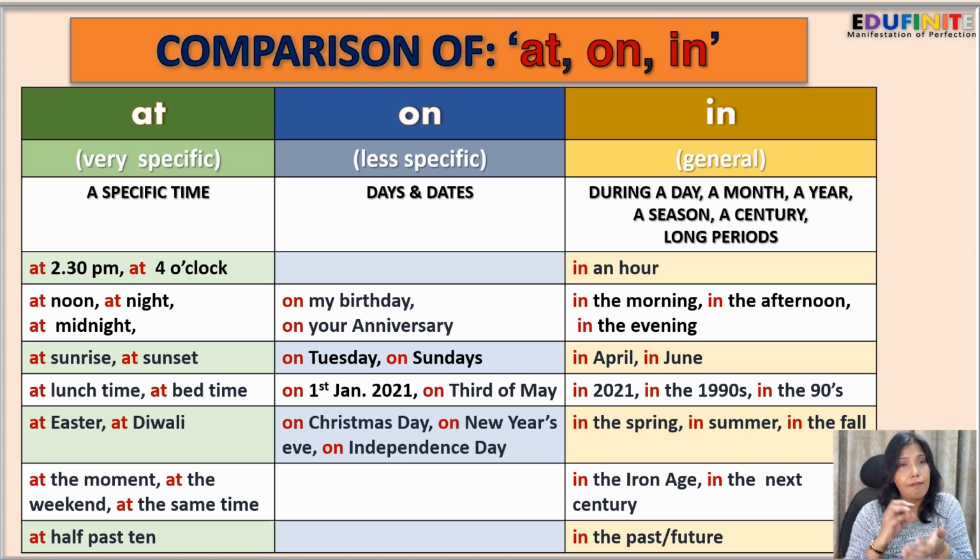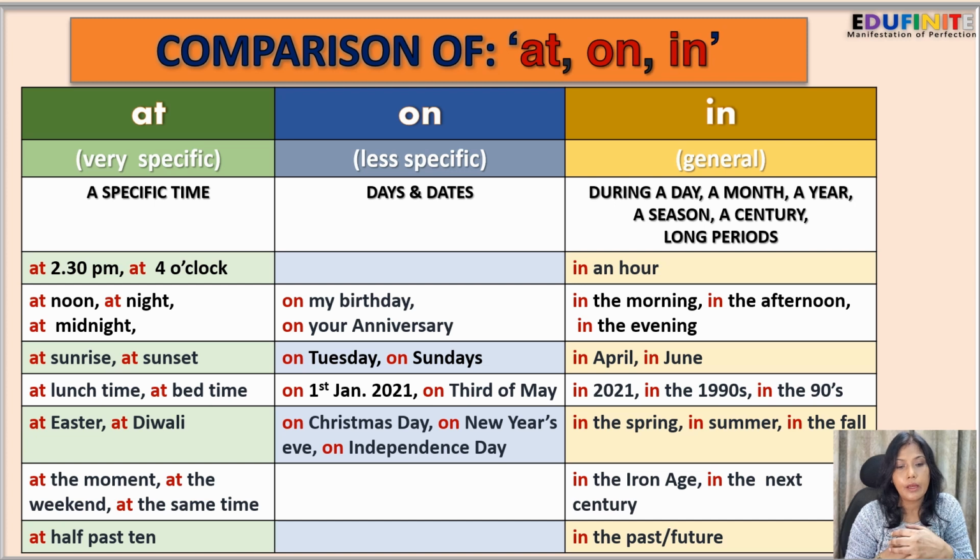Next, again, very specific time: at the moment, at the weekend, or at the same time. So these are very specific, pinpointing a particular period of time. Now with on, we don't have any such thing. And with in, we use a very general way of describing time. For example, in the Iron Age, or in the Ice Age, or in the next century. So that way we express a long period with the help of the preposition of time in.